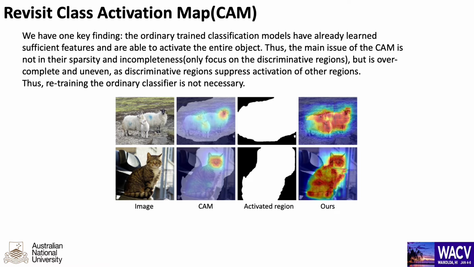We first revisit class activation maps. We have one key finding in our work. The ordinary trained classification model has already learned sufficient features and is able to activate the entire object, as shown in the image below. Thus, the main issue of the CAM is not sparsity and incompleteness, such as only focusing on the discriminative regions, but that it is overcomplete and uneven, as discriminative regions suppress the activation of other regions. Thus, we argue that retraining the ordinary classifier is not necessary.